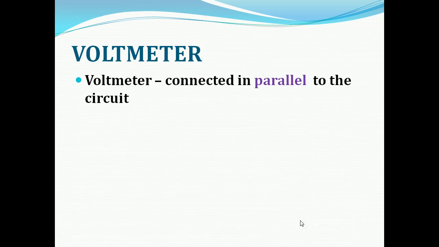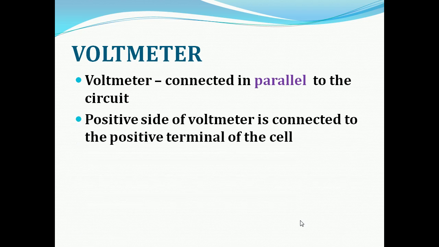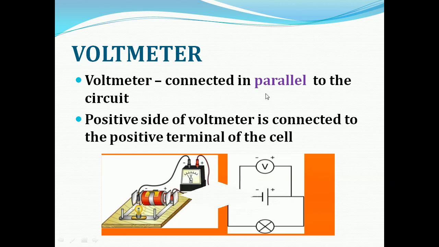A voltmeter is an instrument which is used to measure the potential difference. The voltmeter has to be connected in parallel to the circuit. The positive side of a voltmeter is connected to the positive terminal of the battery. So here you can see the voltmeter. The positive terminal of the battery has to be connected with the positive side of the voltmeter. This is the arrangement for an electric circuit.